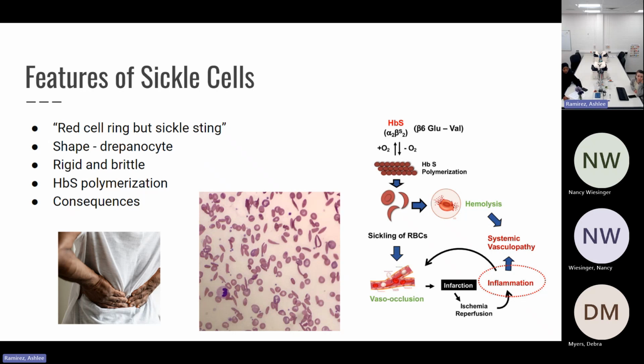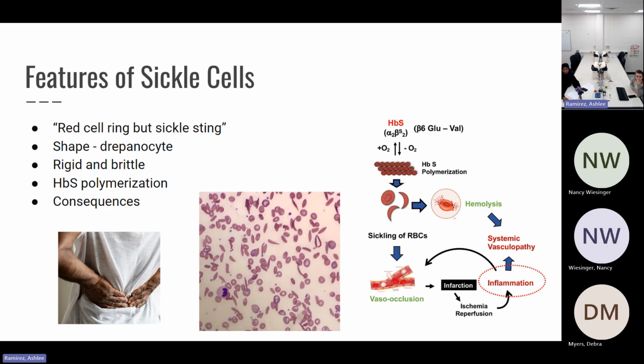cell disease. The polymerization of hemoglobin S is one of the important characteristics of sickle cell, where, like I mentioned, under low oxygen tension, this molecule polymerizes and forms long, rigid chains within red blood cells, and it makes them more prone to adhering to the vessels and contributes to vaso-occlusion as well as hemolysis because of the premature destruction of the cells. Both of these consequences are what lead to the crisis, or in this case, sickle sting.